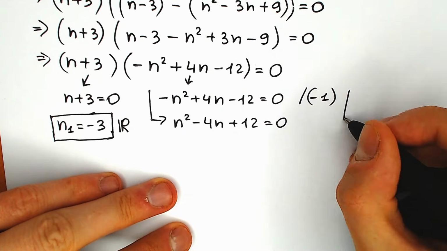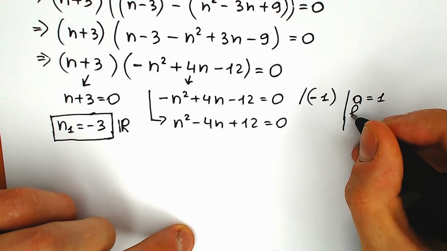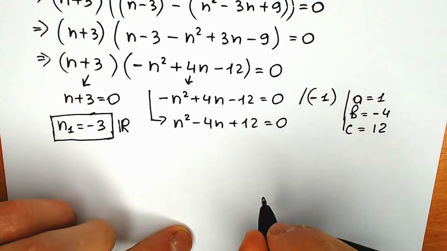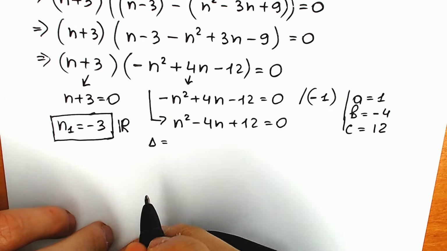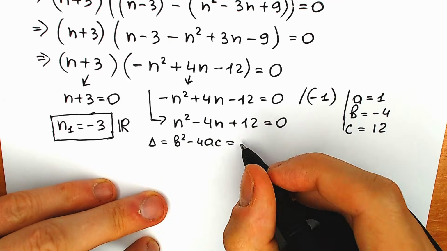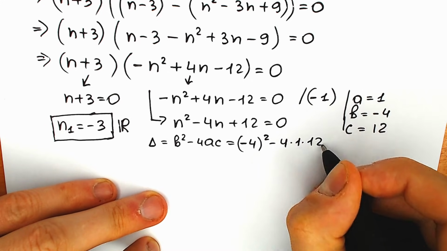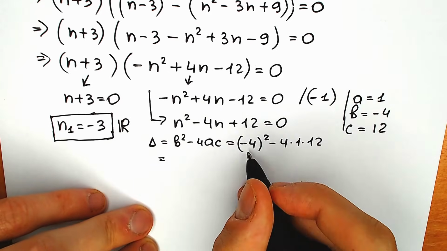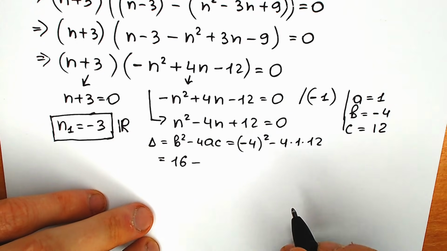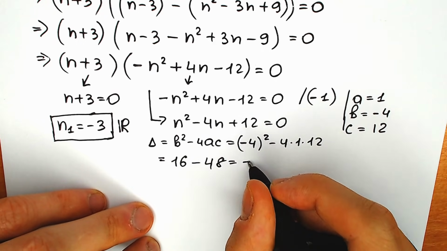I'm going to use this basic and classic method of coefficients. So a equal to 1, b equal to minus 4, and c equal to 12. So let's find, real quick, our discriminant. We have b square minus 4ac, so minus 4 square minus 4 times a times 1 and times c times 12. So equal to 16 minus 4 times 12, we have 48. So our discriminant is less than 0, so we have minus 32.